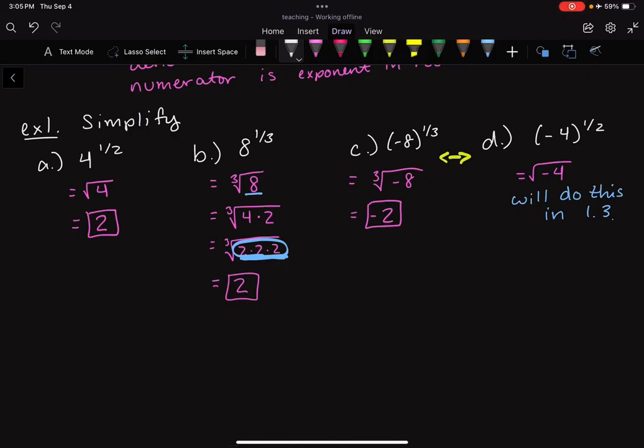And I have some more for us, maybe a little bit harder problems. So let's look at part E. This one says -8 to the 2/3. F, I got 27 to the -2/3. I want us to see what happens there if it happens to be a negative in the exponent. And then 100 to the 6/4.